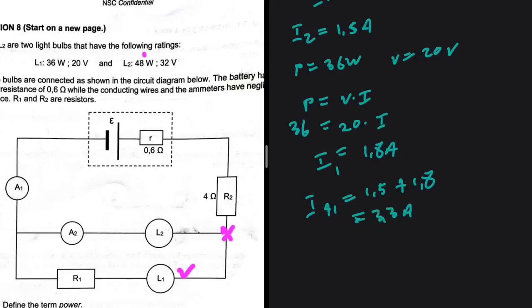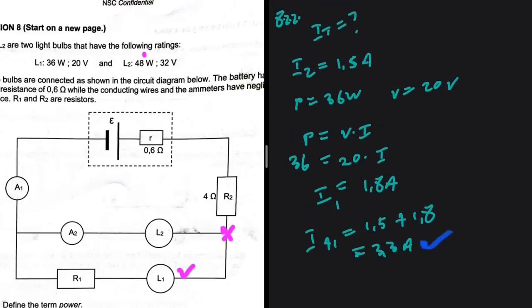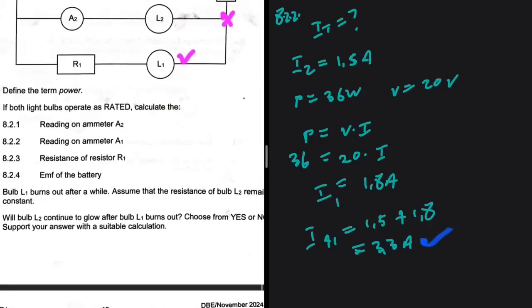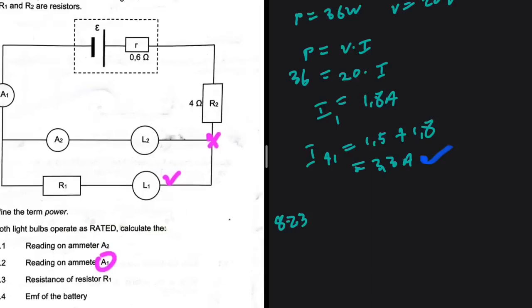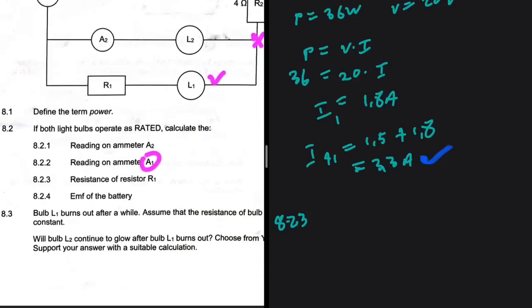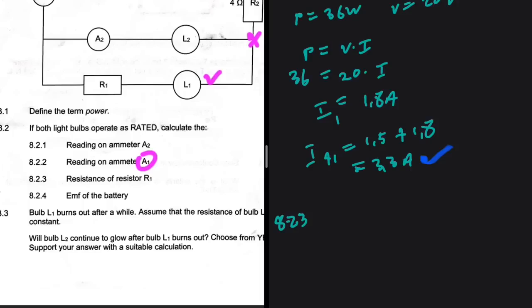But we're in the final exam. We don't want to make any mistake. We will literally punch in the calculator 2 multiplied by 2, even though we know that it is 4. So that is 8.2.2. Let's take a look at 8.2.3. So 8.2.2 said, let's find the reading on A1, right? And A1 is the total current.